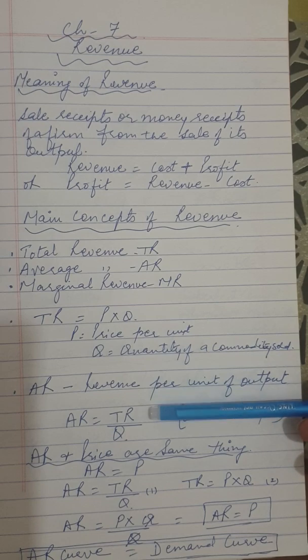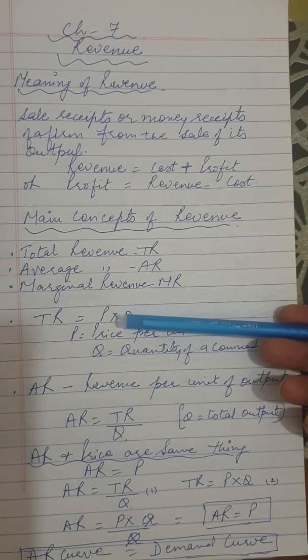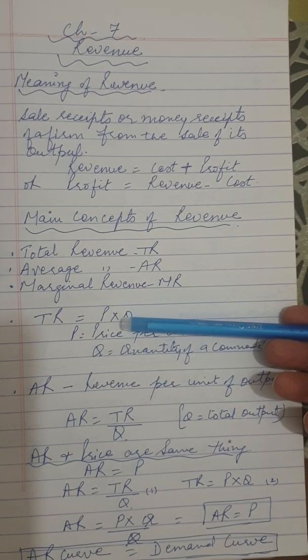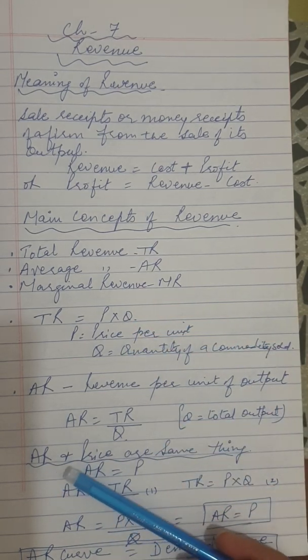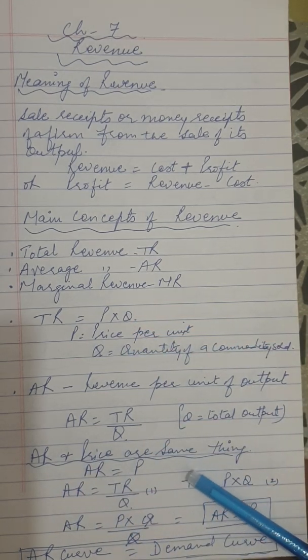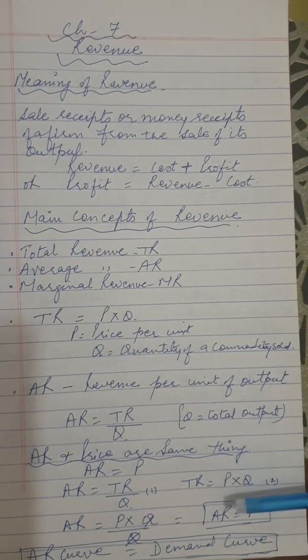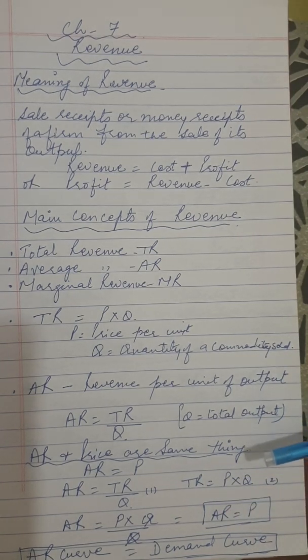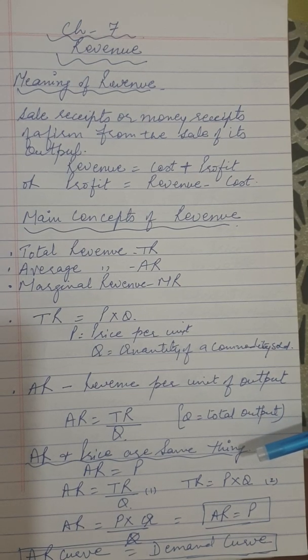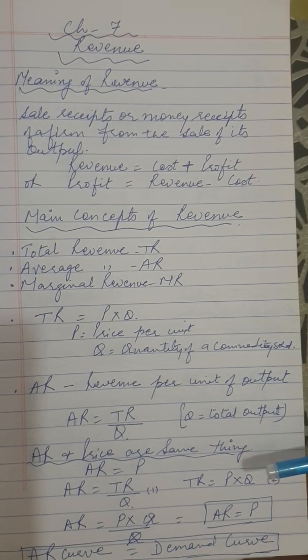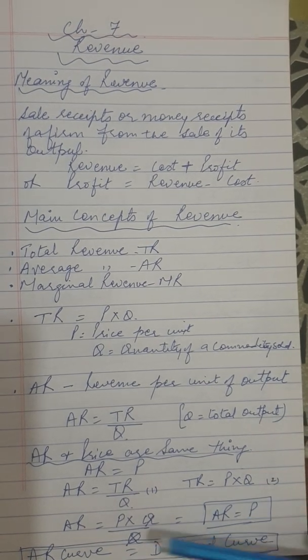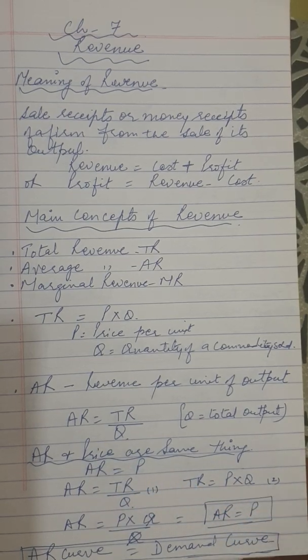Now this 10 rupees is exactly equal to the price of the product. That is why we say average revenue and price are synonymous, or the same thing, because AR is the price of one unit of output and price is always per unit of output. Like you can see in the formula, average revenue is equal to price.